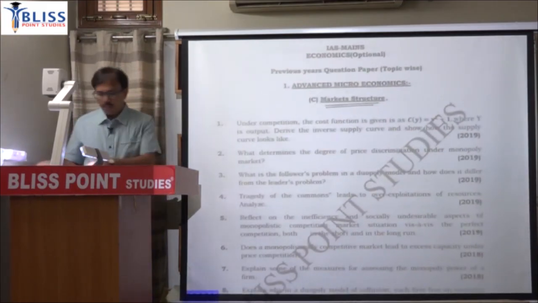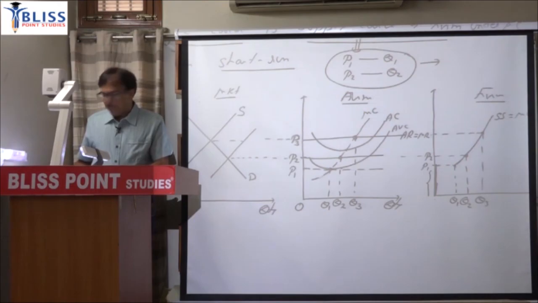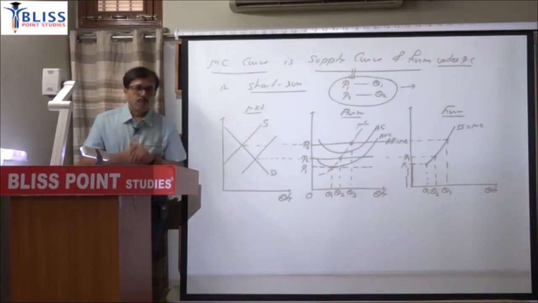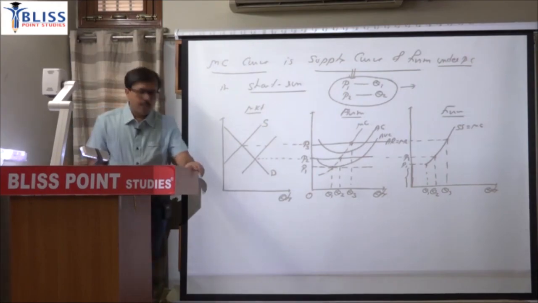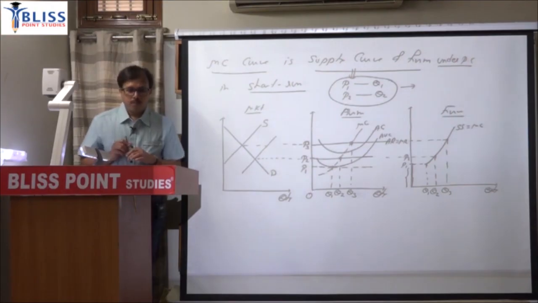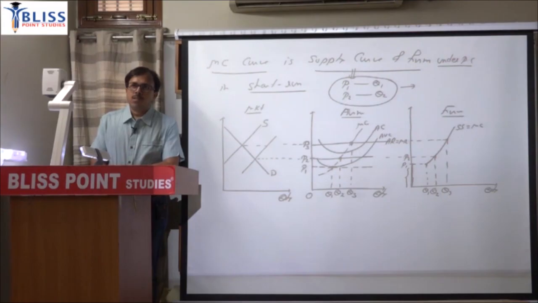So write that part first. I am giving a description for this graph. The supply curve explains the relationship between price and quantity supplied. So for a competitive firm in short run, the supply curve is the marginal cost curve.